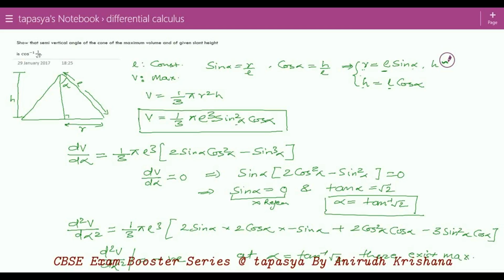The basic concept behind the theory is that first of all you have to find which parameter remains constant throughout the question and which parameter is variable. In the question it is given that the slant height is fixed, so the derivative of slant height is considered as 0 because L remains constant, and you have to maximize the volume. In the next videos we will also discuss some more problems related to maxima and minima.